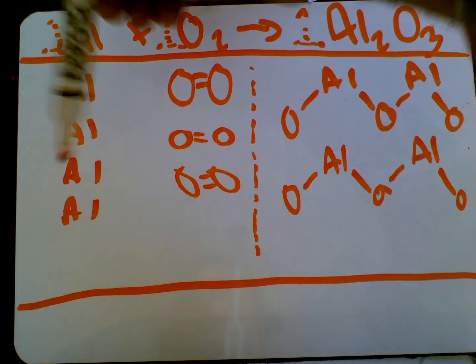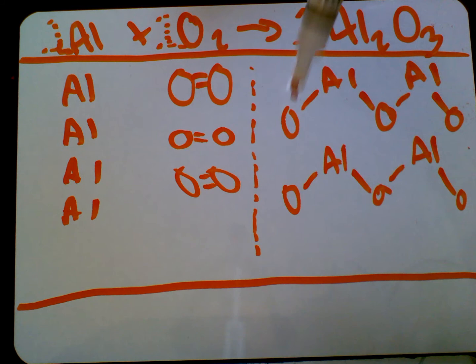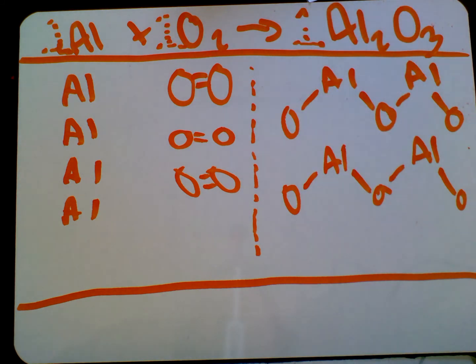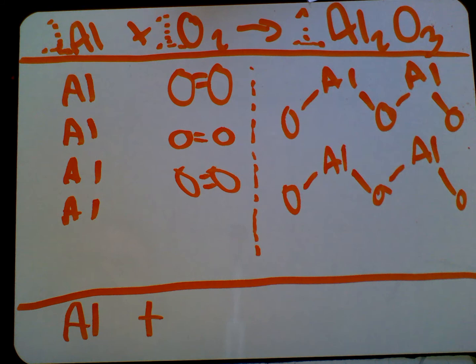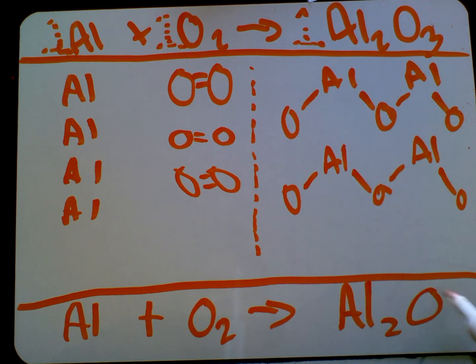Now let's do a last count. 1, 2, 3, 4. 1, 2, 3, 4. Yay. 1, 2, 3, 4, 5, 6. 1, 2, 3, 4, 5, 6. Yay. It is now balanced. So now what I'm going to do is rewrite my equation at the bottom. Aluminum plus O2 giving me a reaction to form into a new molecule called Al2O3.